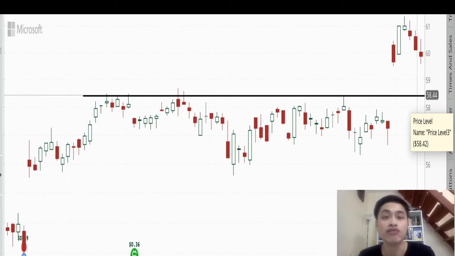So that is why when there's a resistance level, prices tend to reach that level and then fall.